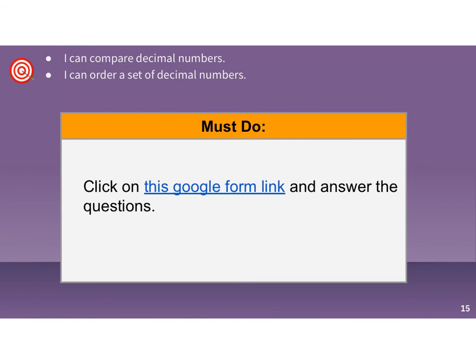Once you have completed your practice, the must-do today is to click on this link that will take you to a Google form. So it's got 6 questions. It's kind of like a little quiz. It will give you your score as soon as you are done, to give you instant feedback of how you've done. So there are questions on there asking you to compare and order decimals. Make sure you're following directions.